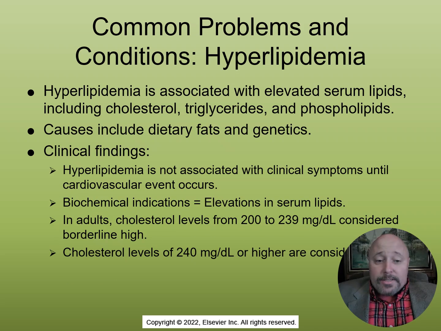Hyperlipidemia, or high cholesterol. This is going to be associated with elevated serum lipids, cholesterol, and triglycerides, and can include dietary fats as well as genetics. Hyperlipidemia is not associated with clinical symptoms until that cardiovascular event occurs. With high levels of cholesterol, that cholesterol slowly builds up within the body's vasculature, lining those walls as they slowly narrow. In adults, cholesterol levels from 200 to 239 are going to be considered borderline high.